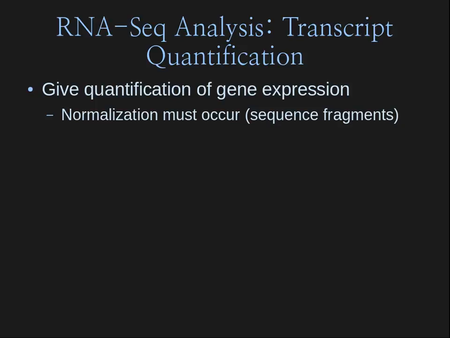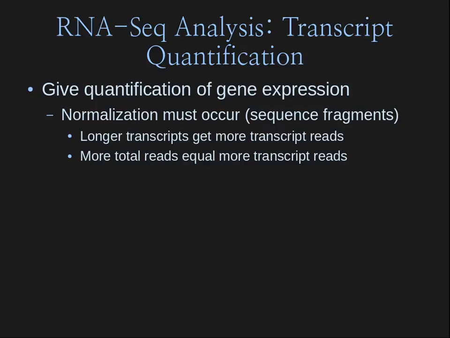To really give good quantification of gene expression, you need to have normalization that's going to happen to that data. So again, reiterating, longer transcripts are going to get more reads. A 10,000 base pair transcript, after you fragment it and start sequencing those fragments, is going to have more fragments to sequence than a 100 base pair transcript. So just because of the length of the transcript, we are going to bias how many reads we have for that transcript. Then also, there are just more total reads.